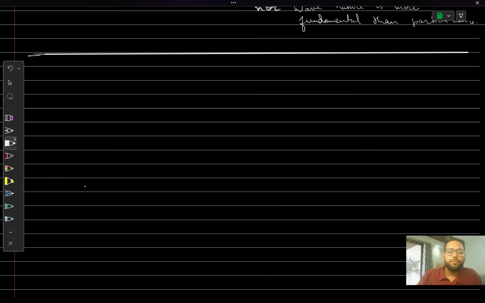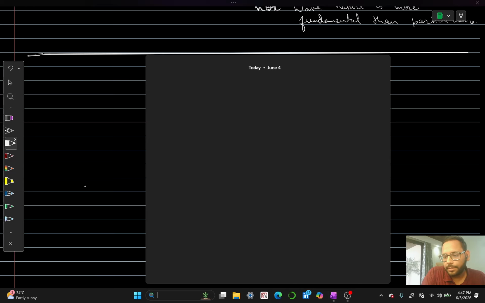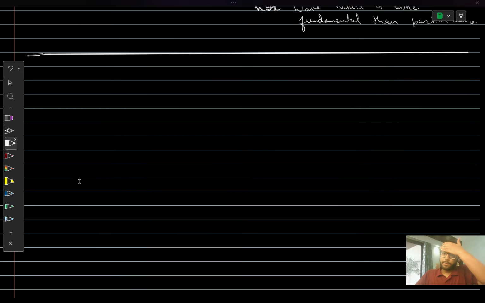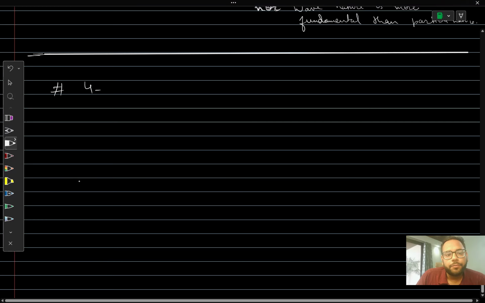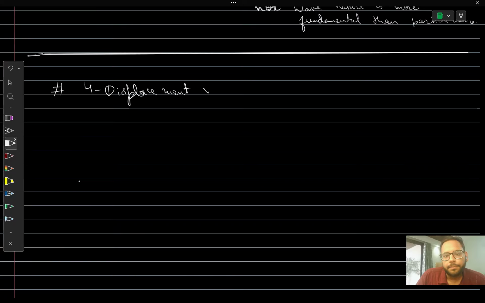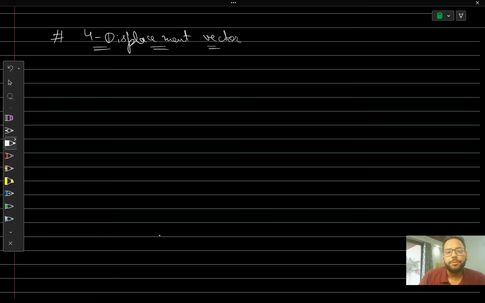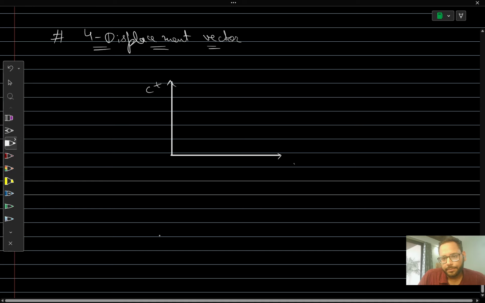Now let's proceed to some more fundamental thing in the special theory of relativity. So let's proceed to the four displacement vector and see some transformation properties in the special theory of relativity. So we have some coordinate system. This is the ct axis, this is my x-axis.